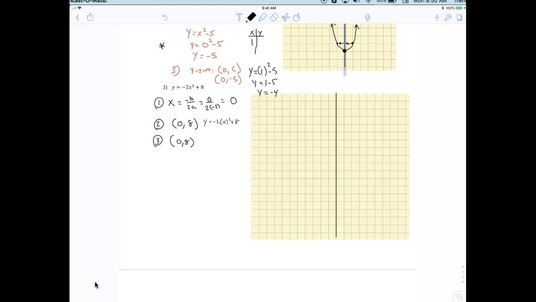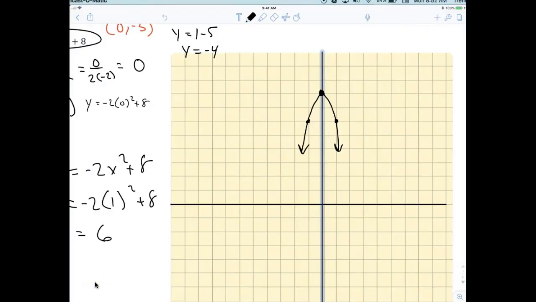Now, what's the vertex, guys? 0, 8, right? So that means I'm going to have to go up 8. Do you agree? So we got to keep that in mind. I'm going to draw it down here because I got to go up 8. So everybody go up 8 and plot a point. Actually, we can draw the axis of symmetry, which again is this guy right here. Is everybody hearing me on that? And then we graph 0, 8.